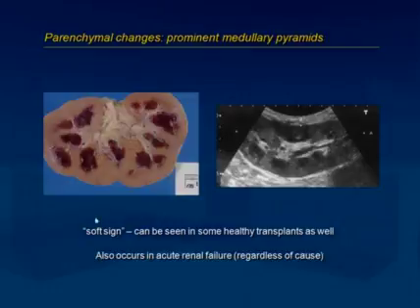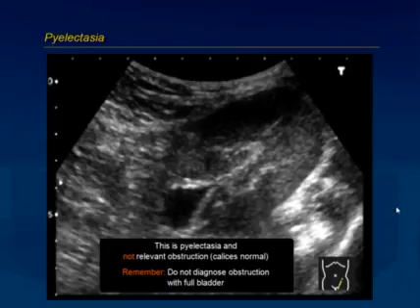This is unfortunately what we call a soft sign. It can be seen even in some healthy transplants. It occurs in acute transplant failure regardless of the cause. It can also occur in acute rejection. So prominent medullary pyramids, a soft sign of acute transplant failure, but important to remember that it can also be seen in healthy transplants. Moving on to obstruction and its many variants.